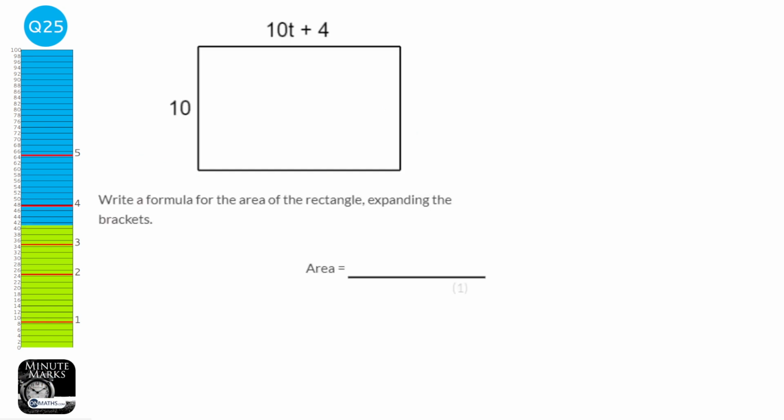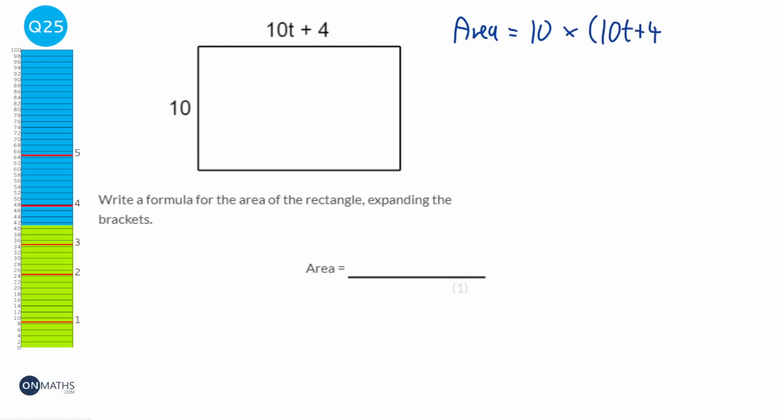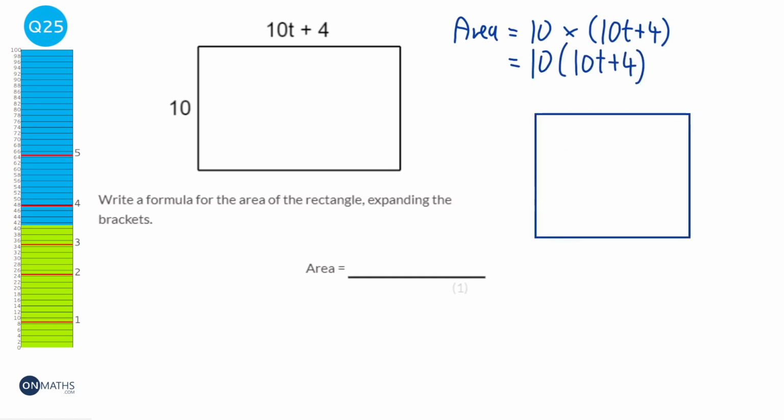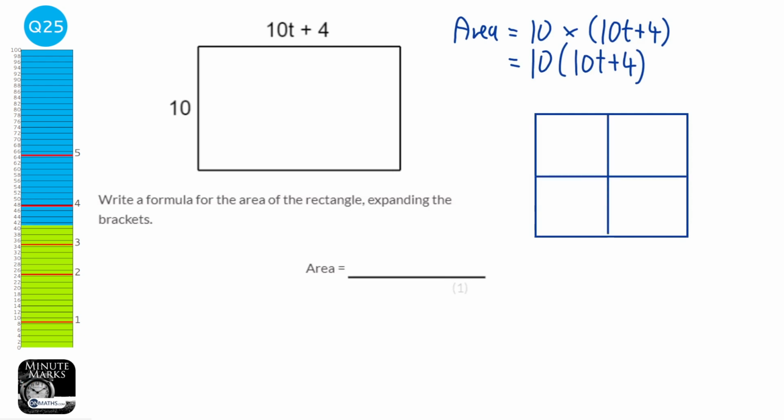So to find the area of a rectangle, we do length times the width. So here, to find the area, we will do the 10 times the whole of the 10t plus 4. And to show that we're doing the whole of it, we put it in brackets. So a different way of writing that is 10 brackets 10t plus 4. And whichever method you use to expand brackets, feel free to do it here. I'm going to just do the grid method, but whatever method you prefer. Actually, I've done too many here. Let's get rid of that.